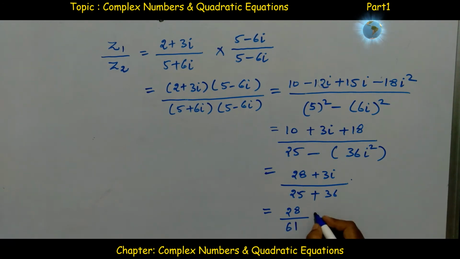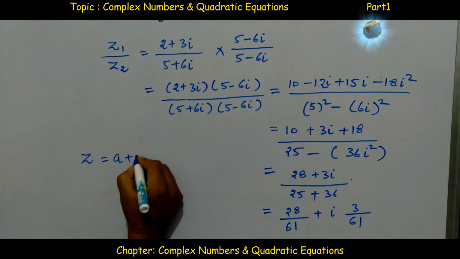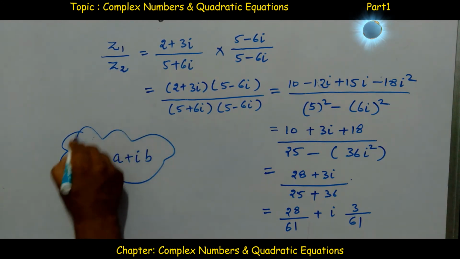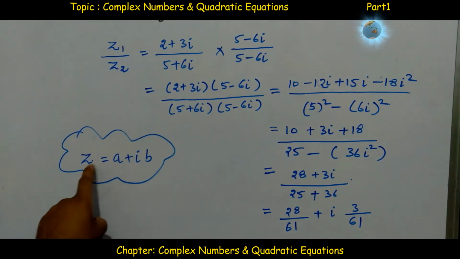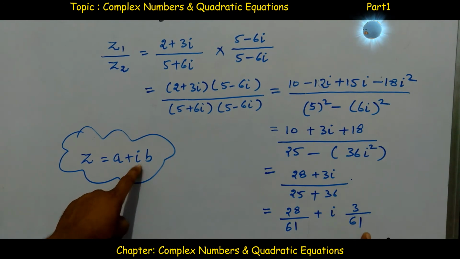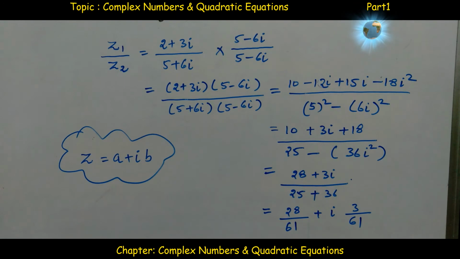61 plus iota into 3 upon 61. That means each complex number, the result should be in the form of z is equal to a plus iota b. This is the general form of the complex number. A is 28 upon 61 plus iota into b is 3 upon 61. So this is the way how we can divide any two complex numbers.